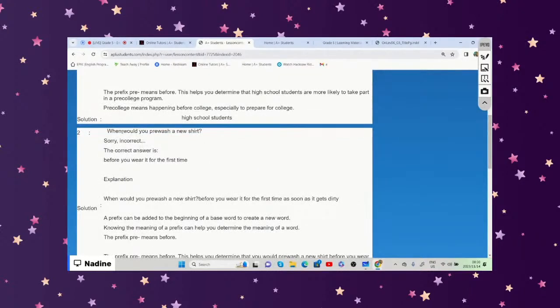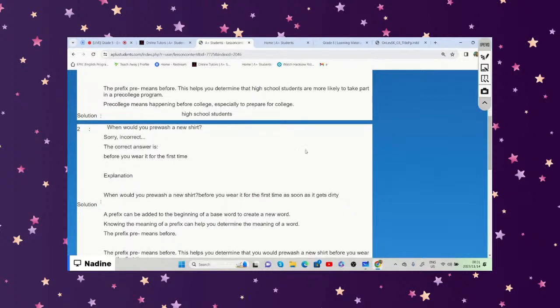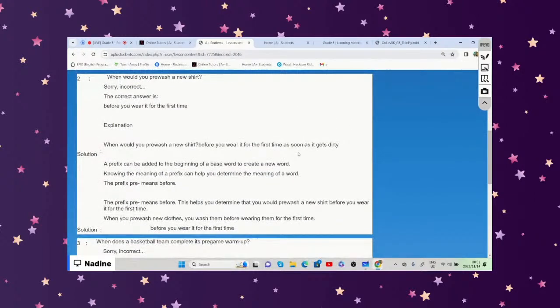When would you pre-wash a new t-shirt? So when do you pre-wash a new shirt? So basically, pre-wash, right? It is like washing something before. So pre-wash is to wash something before you wear it.